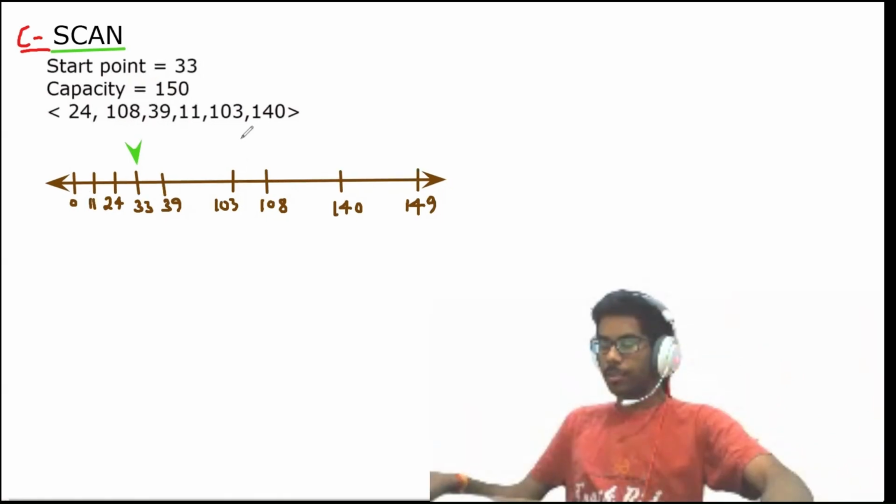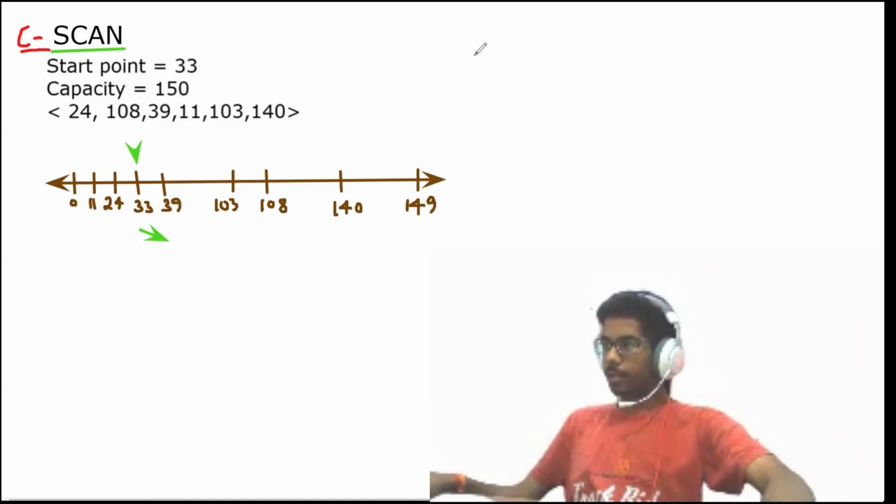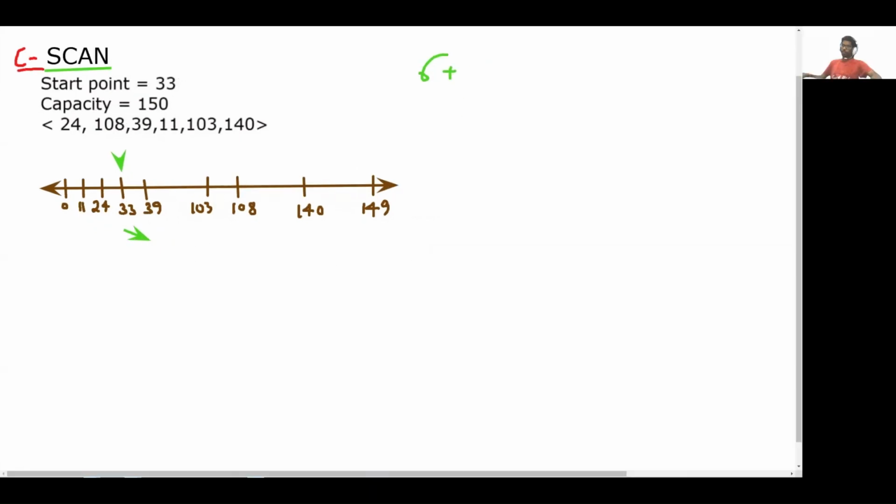So we have this same example and the starting point is 33. So now we start off like this. 33 to 39 first service. So we add up 6. Right? Now let us do it till the end.